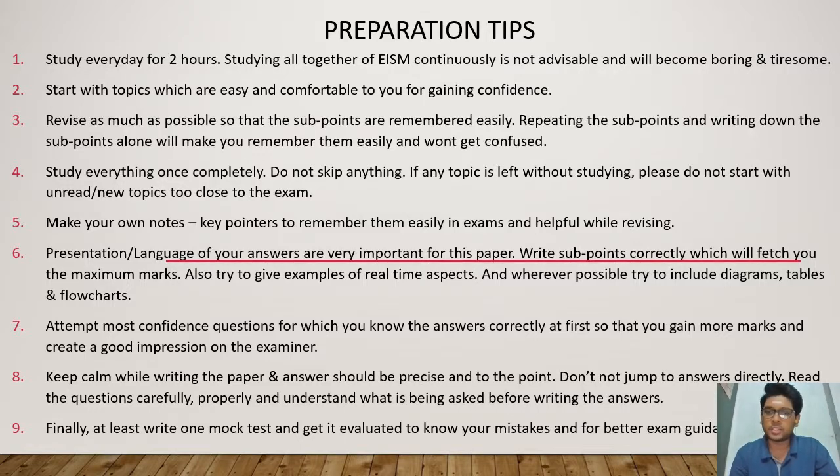So I will attempt the questions which I am most confident about at first, so that when an examiner corrects your paper, he will know that you have some knowledge of the subject. At least by reading the first 3 correct questions, he will have an idea that you know what you are doing. Next, keep calm, and while writing the answer, you should be precise and to the point. Now when I write sub topics and sub points, I should write relevant to that. I should not write my own stories. Simple as that. To the point, precise, and I should not write huge stories regarding it.